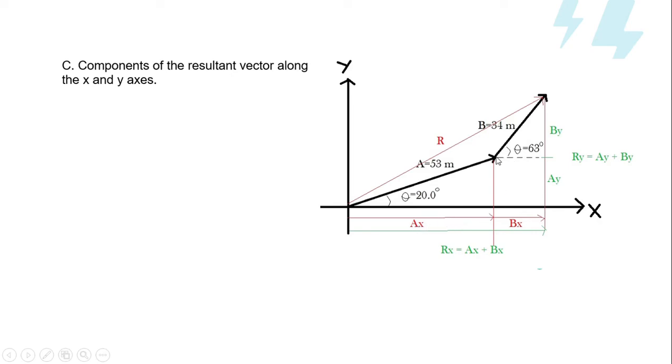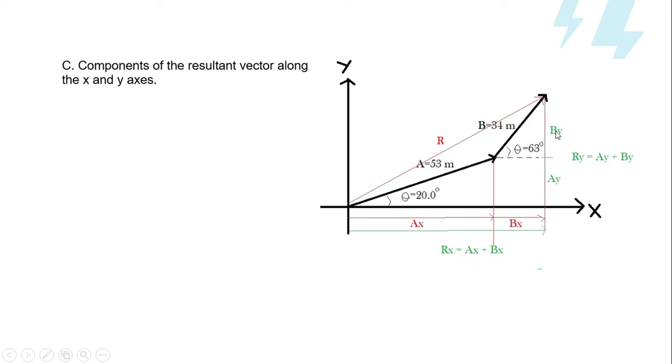And this one, if you extend it here, you're also making a right triangle in which this side is the component of B along the x-axis, which is Bx. So it's very clear that if you add these two, Ax and Bx, that makes the component of the resultant vector along the x-axis, which is R sub x. So Rx is equal to Ax plus Bx.